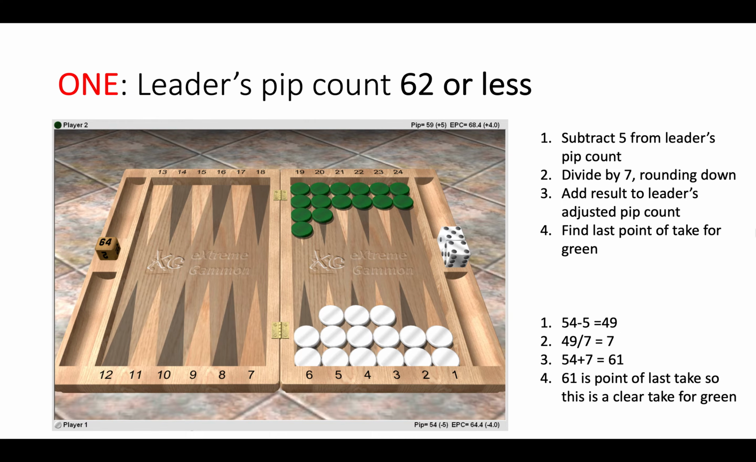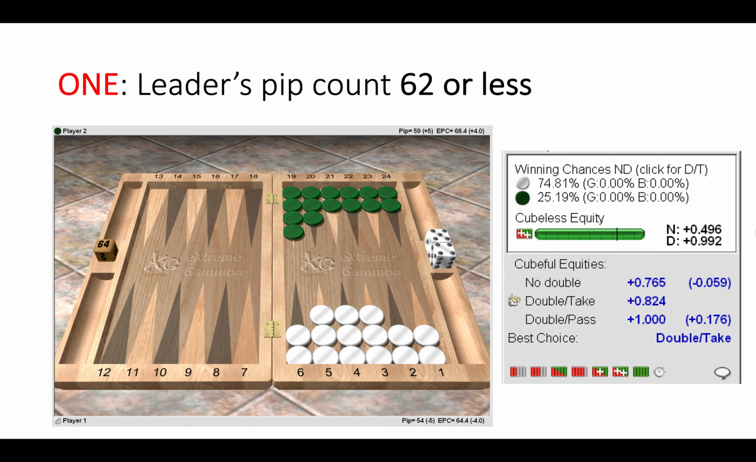So 54 is white's pip count. We deduct 5, taking it to 49. 49 divided by 7 is 7. Sometimes we would round down. We add that 7 onto white's pip count. 54 plus 7 is 61. So 61 is the point of last take for green. So green's pip count, as you can see on the top, is 59. So therefore green should have an easy take, which indeed green does. So there we are. Now if green's pip count was 60, it would be a closer take.